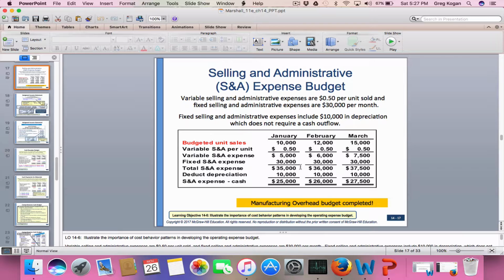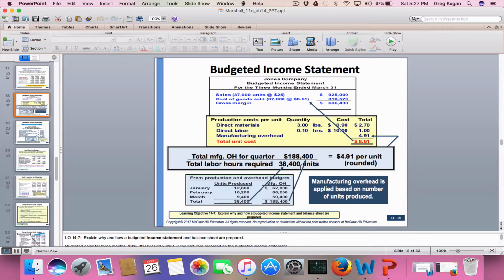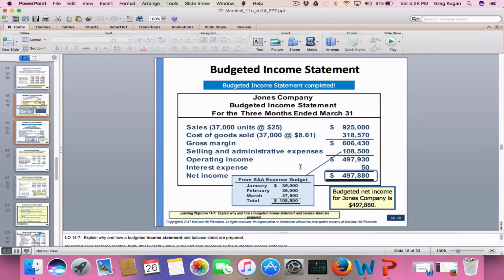But looking at the next topic here, the budgeted income statement is something that we can look at and just see that they come up with a budgeted income statement of basically sales, cost of goods sold, and then we can come up with the total unit cost that we put in there, and we can look at basically the whole income statement. Budgeted income statement is really the point here.